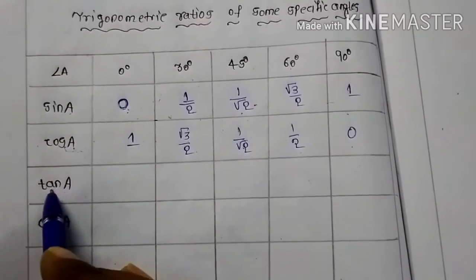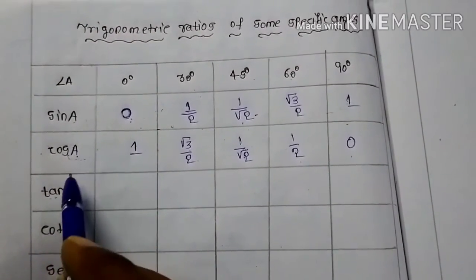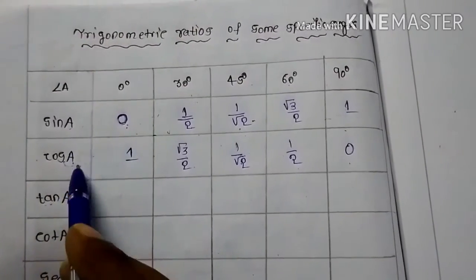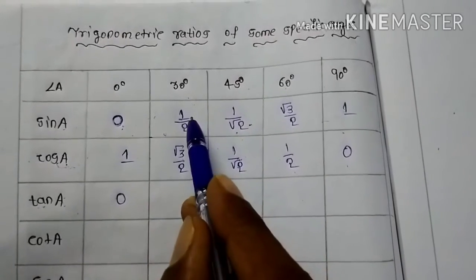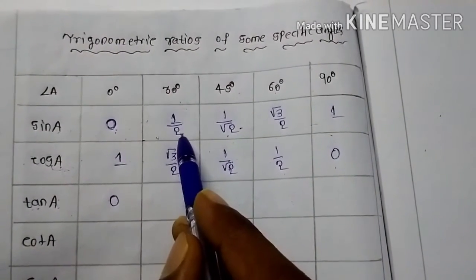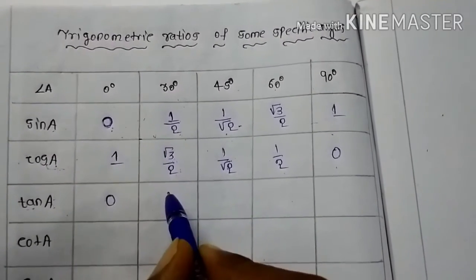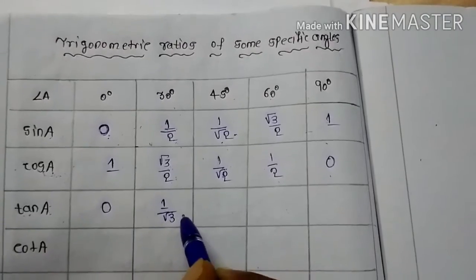You know that's tan A. What is the tan A ratio? Sin by cos or not? What is the formula? Tan A is equal to sin A by cos A. 0 by 1 is how much? 0 only. Yes or no? Yes. 1 by 2 by root 3 by 2, 2 2 cancel. You are getting how much? 1 by root 3. Yes or no? Yes.